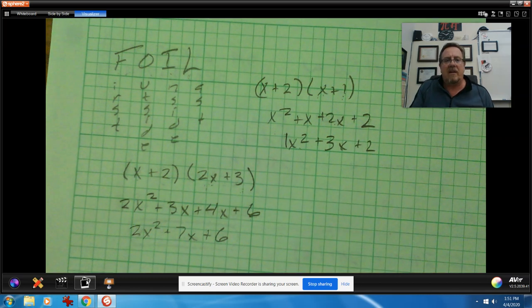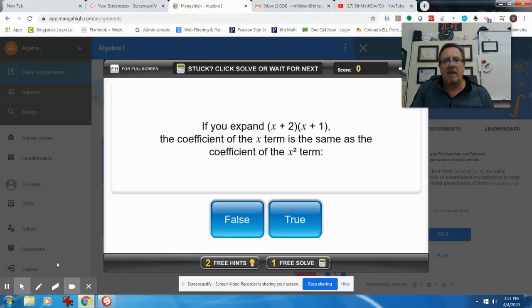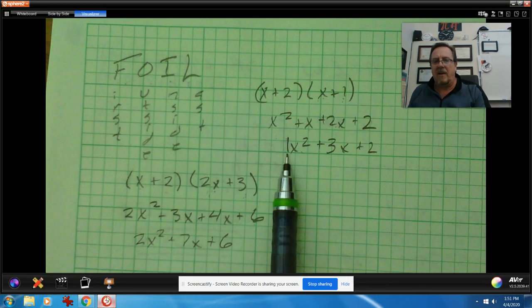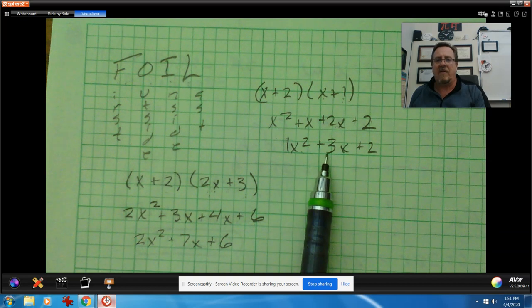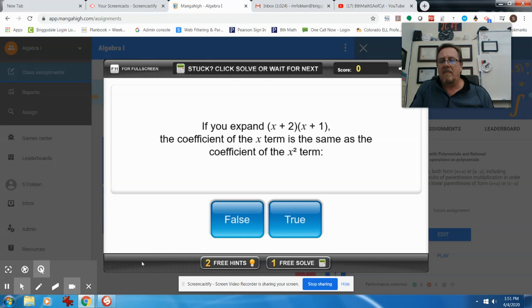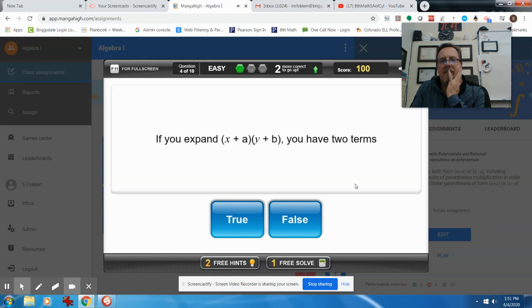Let's go back and look at what it's asking. It says, if you were to expand that, which we did, the coefficient on the x term would be the same as the coefficient on the x squared term. Well, once again, when we did that, we got a coefficient of 1 on the x squared term and a coefficient of 3 on the x term, so that's not true. They're not the same, so I'm going to say false.